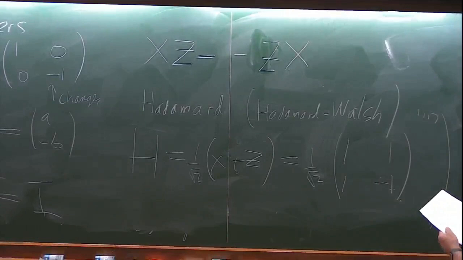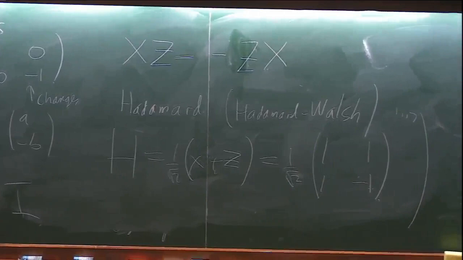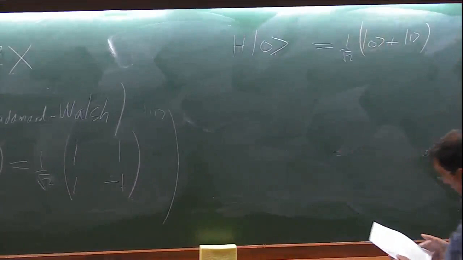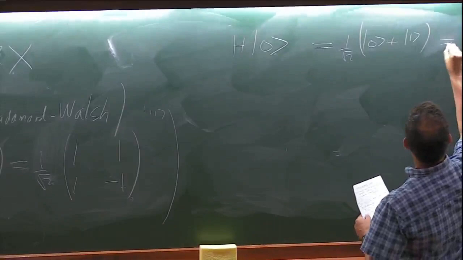So H on state 0, you go across the top row, it's 1 over root 2, (0 plus 1). Symmetric sum of the two basis states. And let's call this plus. We'll refer to it later.